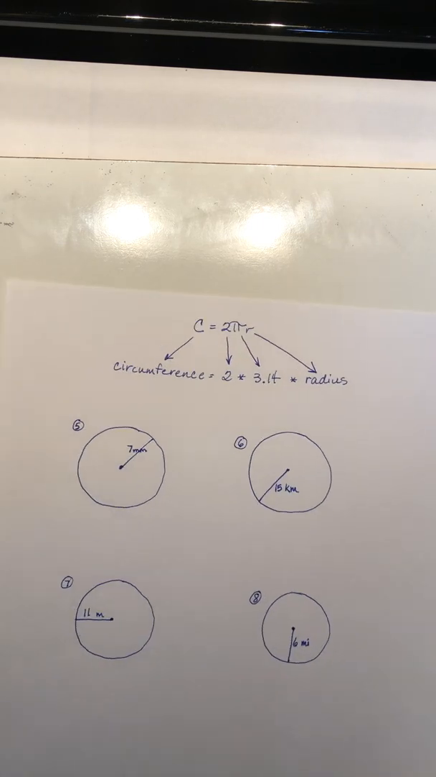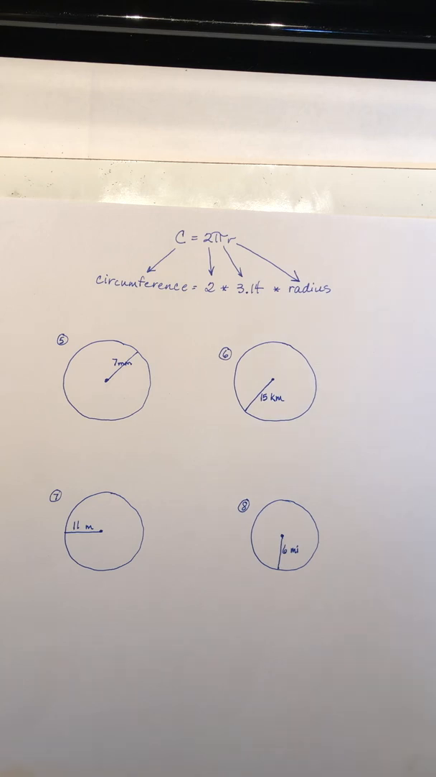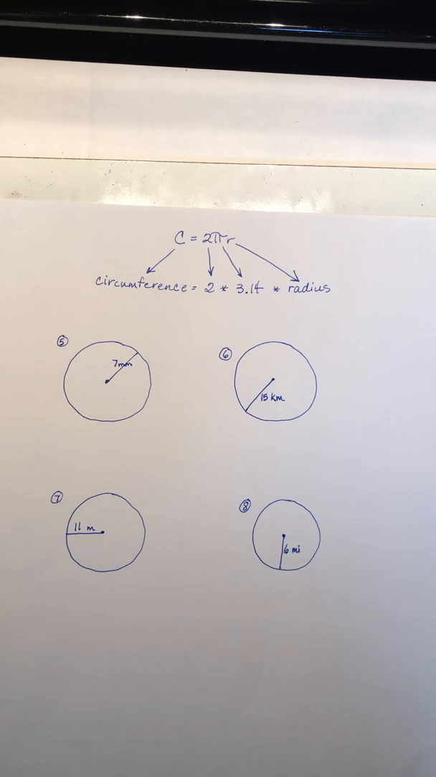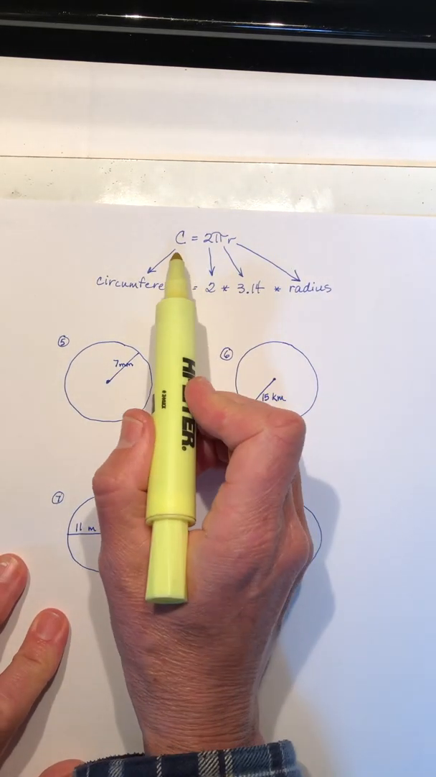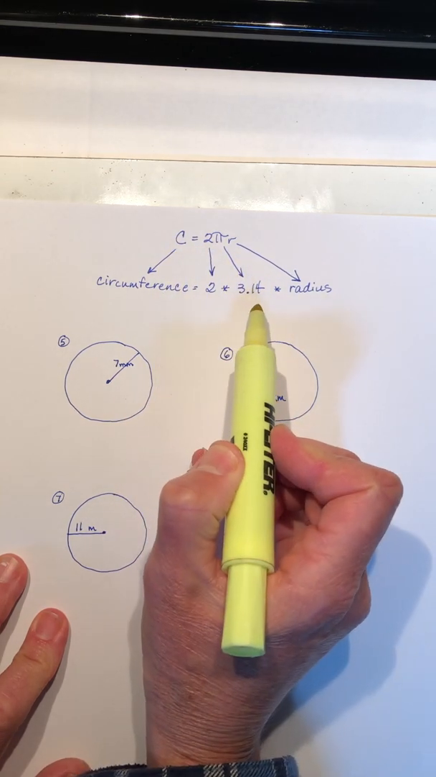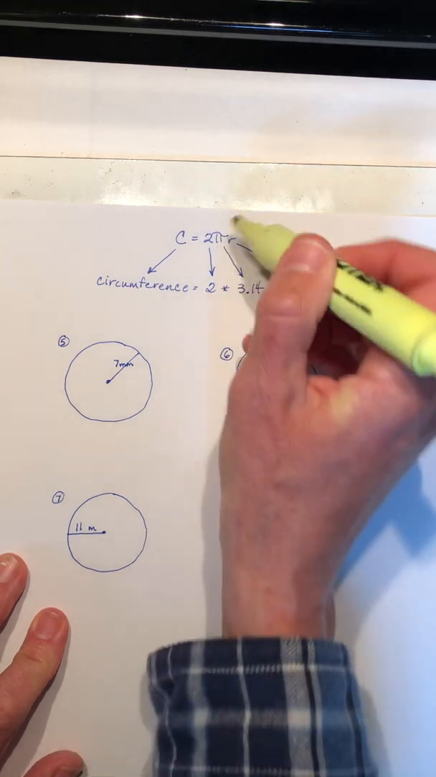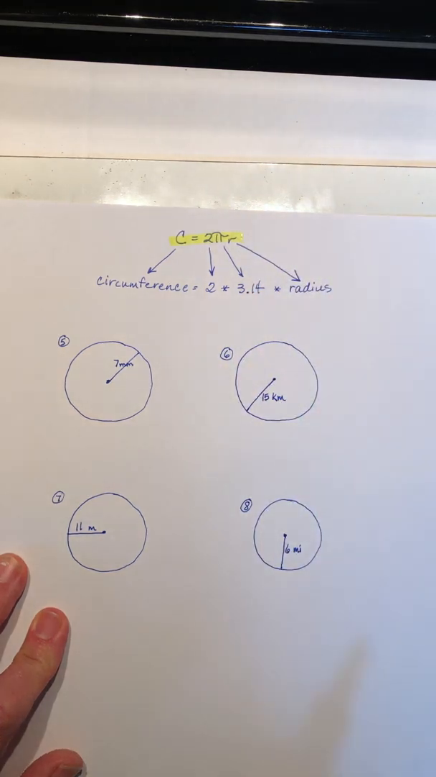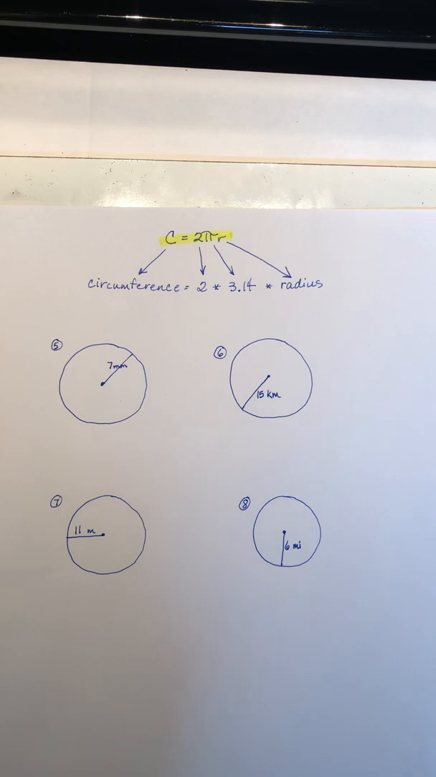Now, this is a little bit annoying because there's another formula for finding circumference of a circle. And this one involves using the radius. So this one says circumference equals 2 times the value of pi times the radius. So C equals 2 pi r is a second formula that we can use to find circumference.